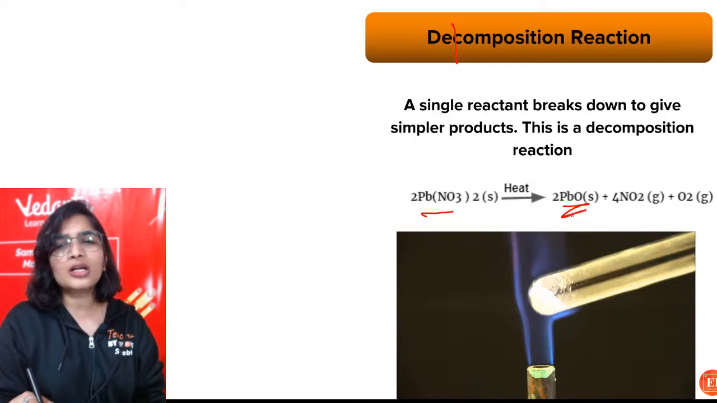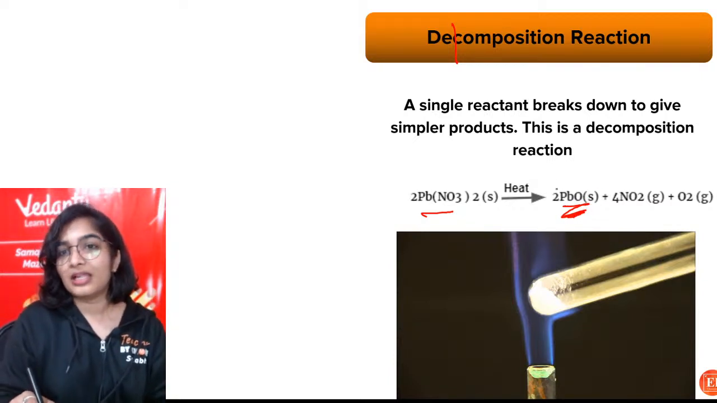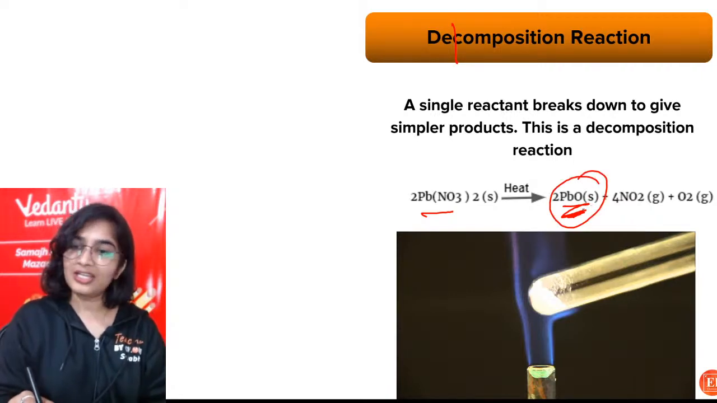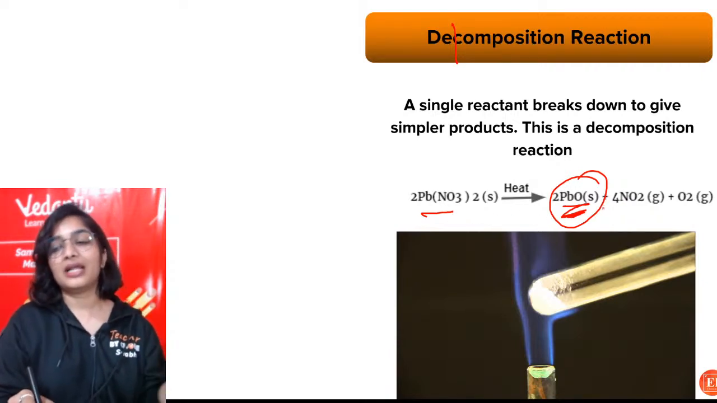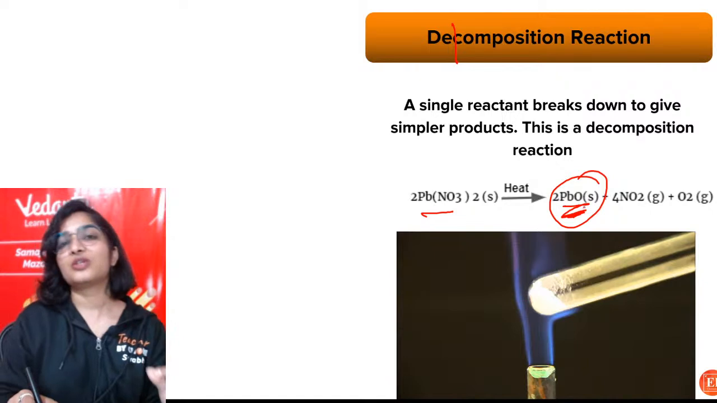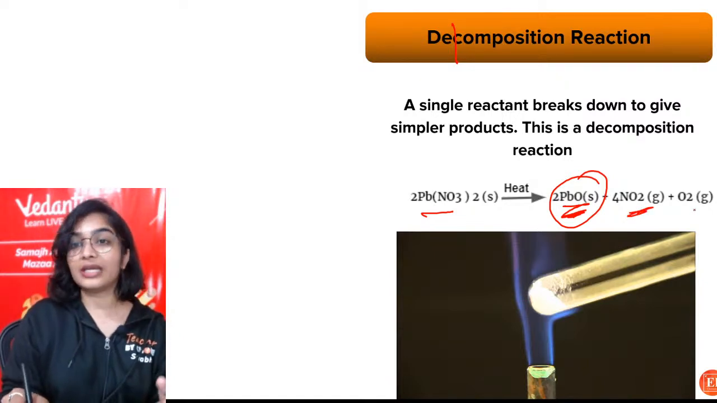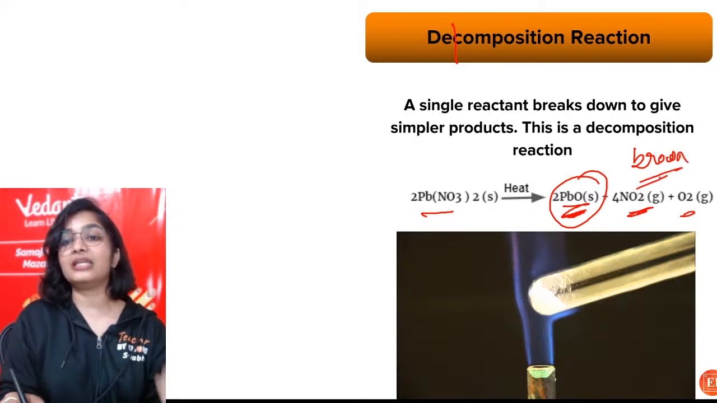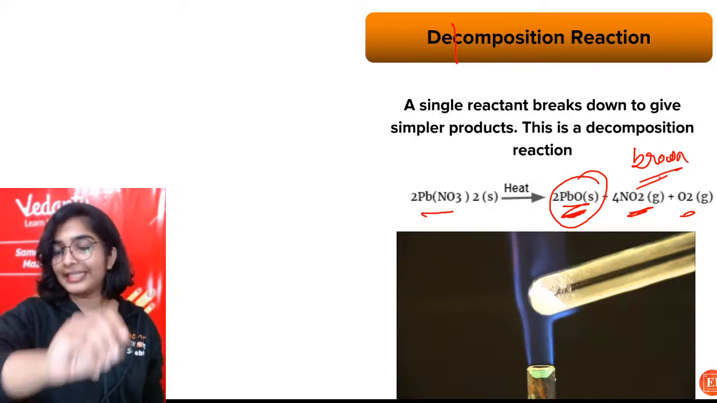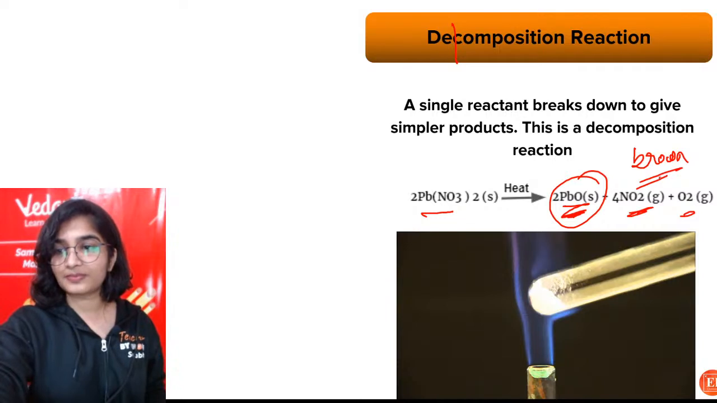Do you know the color of PbO? Lead oxide. Its color. Let's see. Who will answer me? Very good. So lead nitrate, when you heat it, will undergo a decomposition reaction to give us lead oxide, nitrogen dioxide and oxygen. So you can see the brown fumes of nitrogen dioxide in this reaction. Yes, oxygen is colorless.